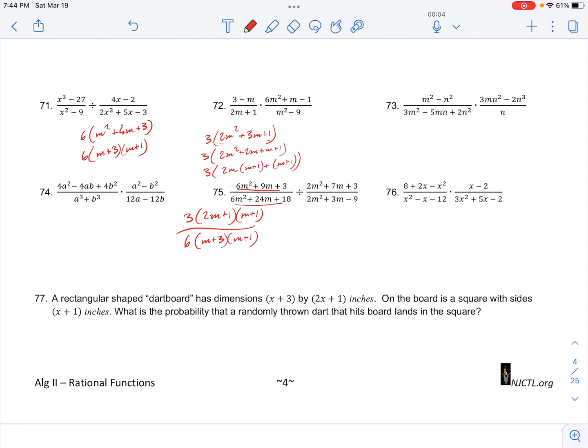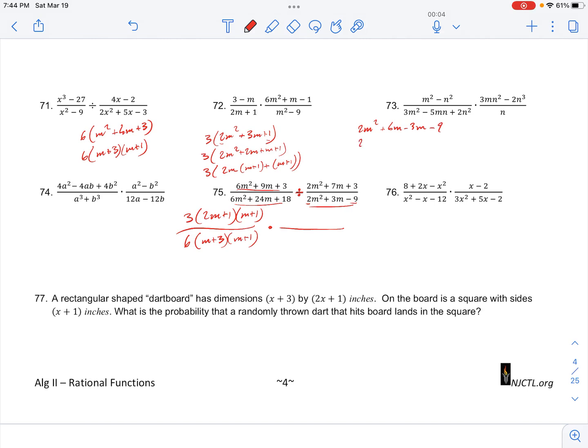And now we're dividing by this other fraction, so we're multiplying by its reciprocal. So first I'm going to factor this to get the numerator. So we have 2m squared, then plus 3m. So we want to rewrite that as something that multiplies to negative 18, but adds to 3. So we can have plus 6m and minus 3m, and then minus 9.